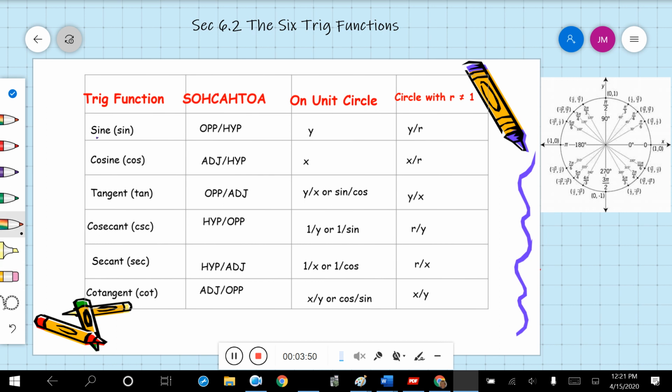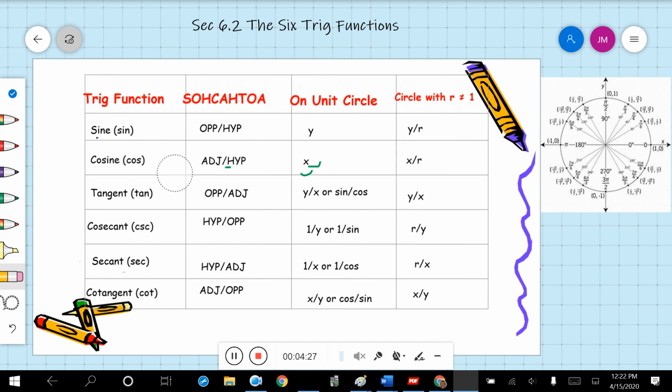Okay, so now we'll go ahead and look at secant. Secant is abbreviated SEC. It's defined to be the hypotenuse over the adjacent. So as you can see, the secant is simply the reciprocal of the cosine. If the cosine is x, the secant is 1 over x. If it's not on the unit circle, it's x over r for cosine, so secant would be r over x.